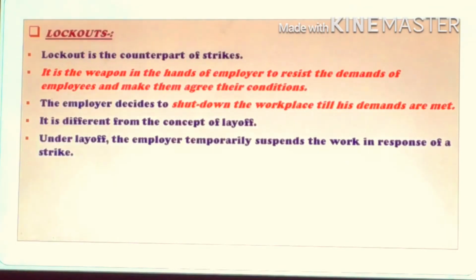The employer decides to shut down the workplace till his demands are met. So what does the employer do? Shuts down the workplace till his demands are met. It is different from the concept of layoff. Under layoff, the employer temporarily suspends the work in response to a strike.